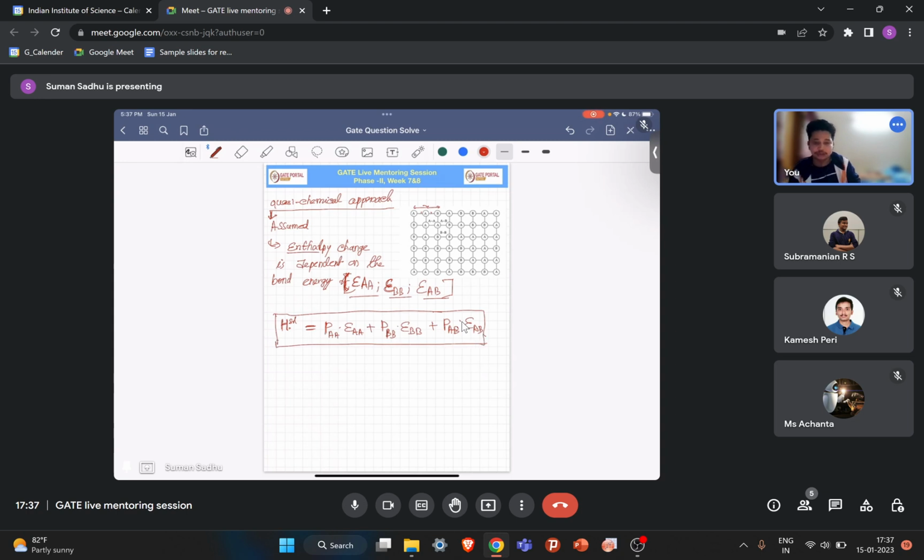So up to this part, you people understand. If you mix A and B atoms, there will be three types of bonds possible, right? One is between A and A atoms, another is between A and B atoms, and another one is between B and B atoms. The probability of finding each kind of bond multiplied by the bond energy, if you take the summation of this, will be the total enthalpy of your solution. So up to this part, everyone understood?